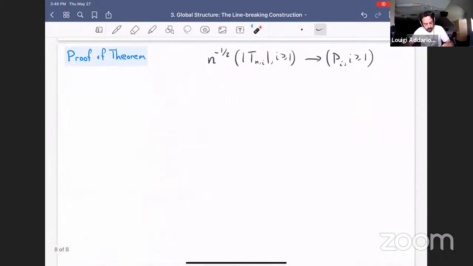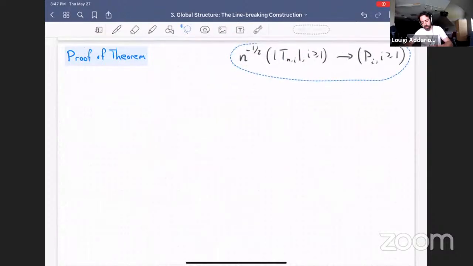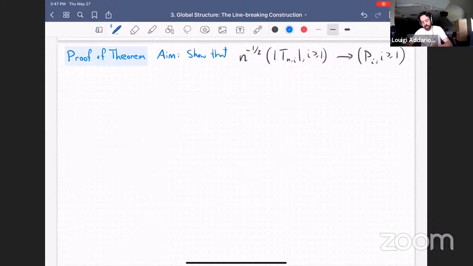Right. So we proved this theorem, which gives an exact description of the joint distribution of the branch lengths in a finite random tree. And now our aim is to show that these rescaled tree sizes converge to the vector of atoms of this. So remember, this is our Poisson point process on 0 to infinity with rate function lambda, which is just linear in time.